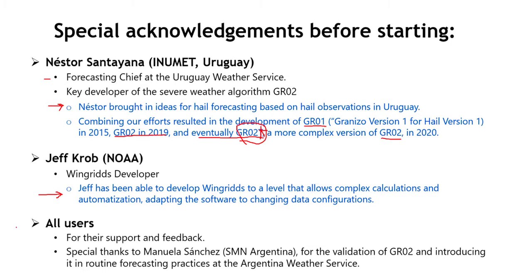And then finally, I want to acknowledge all users, because thanks to their feedback we can improve our algorithms. If we don't know if they're working for you guys, then we cannot really do much. But your verification and your feedback really helps us to make this work better. Within the users, special thanks to Manuela Sanchez from the Argentina Weather Service. She's been also instrumental for the validation of the hail algorithms in Argentina, and also implementing this in routine forecasting practices at the Argentina Weather Service.